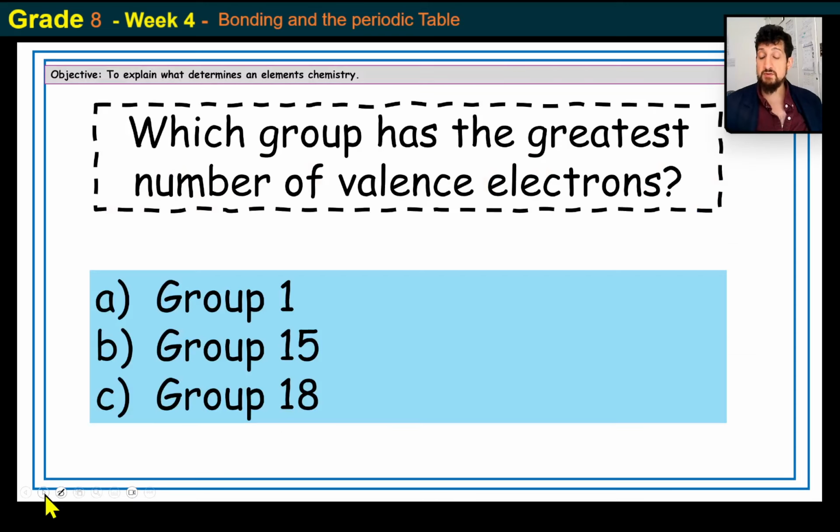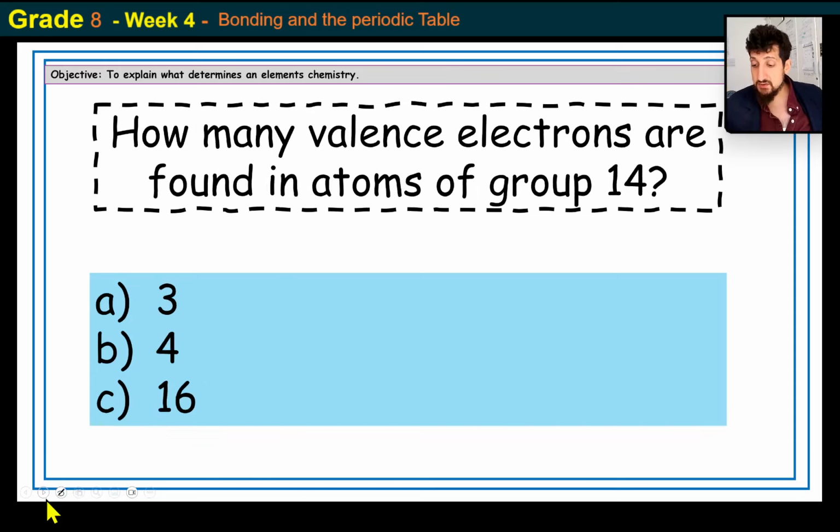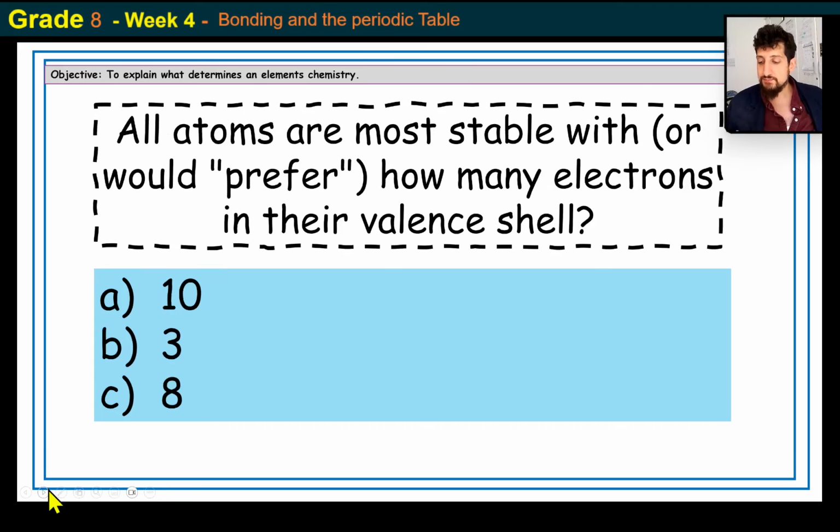Which group has the greatest number of valence electrons? Of course, that's going to be group 18. Why? It's got 8 valence electrons. How many valence electrons are found in atoms of group 14? 4. Group 14, immediately, just get rid of the 10 transition metal groups. It is group 4. It's 4.